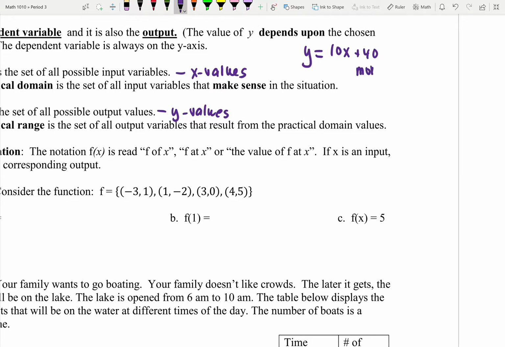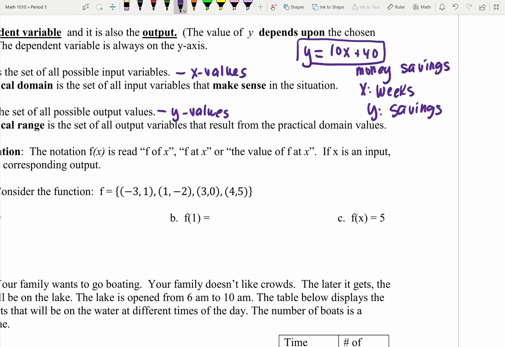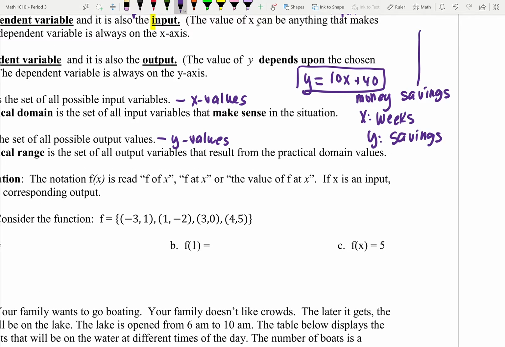This is the money that you have in your savings account. x stands for weeks and y stands for savings, how much money you have. If you look at this, this is a line. The line is something like this. The domain of that line is everything. The range of that line is everything.